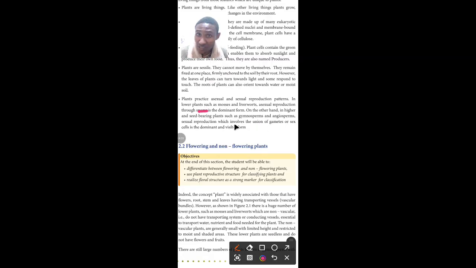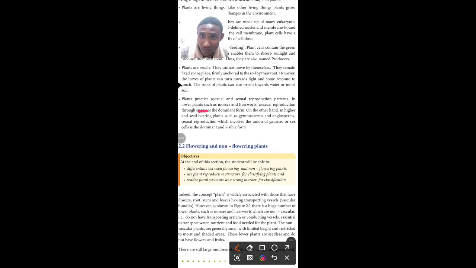So generally, what is the difference between sexual and asexual reproduction? Sexual reproduction means there is a combination of gametes or sexual cells, which means a male and female gamete combination. But in asexual reproduction, there is no combination of gametes. So that's the difference between sexual and asexual reproduction in plants.